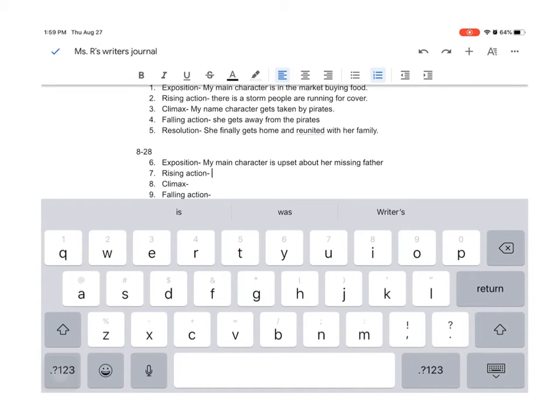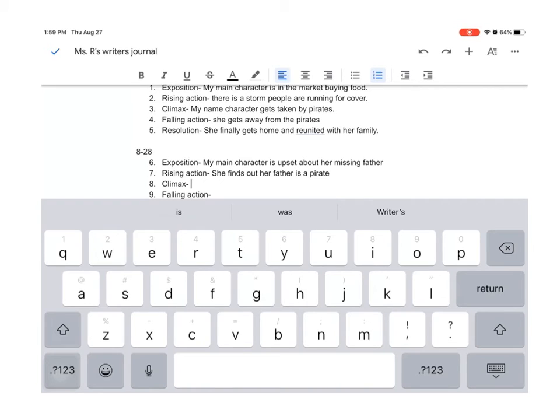So let's say they're rising action. What's the problem that starts off the story? Well, she finds out her father is a pirate. So that's kind of the thing that sets off the story. What's going to be the big climax? How is that problem going to come together?